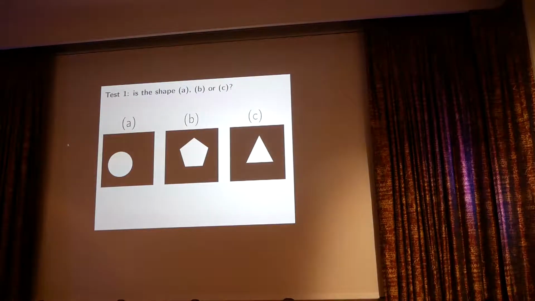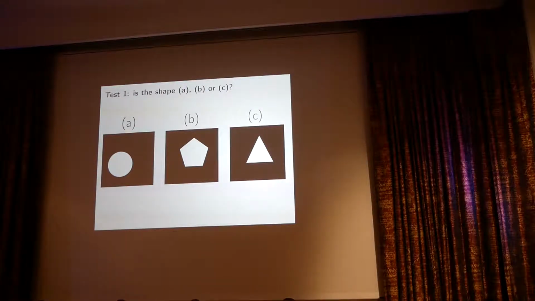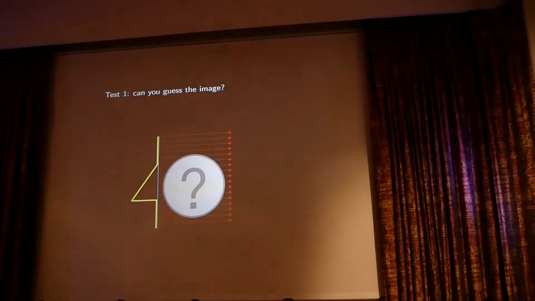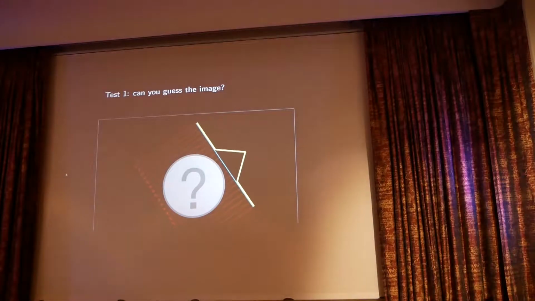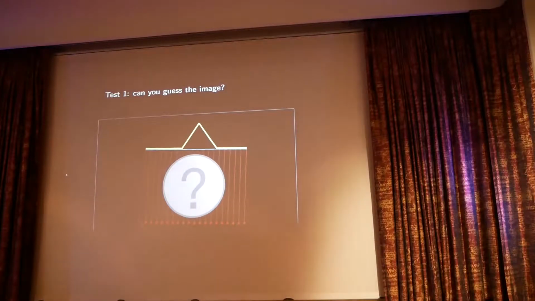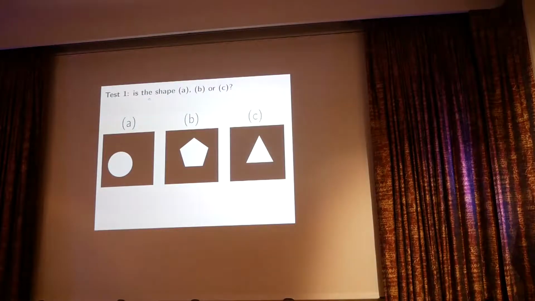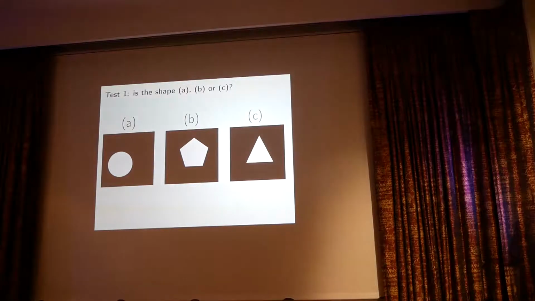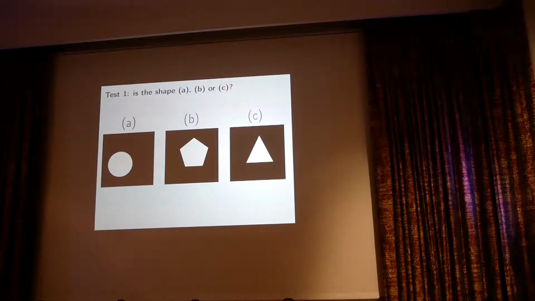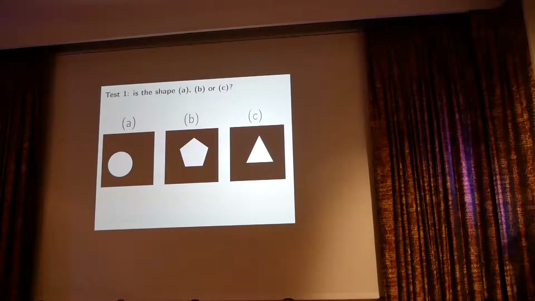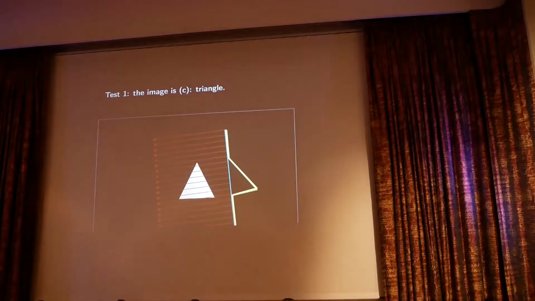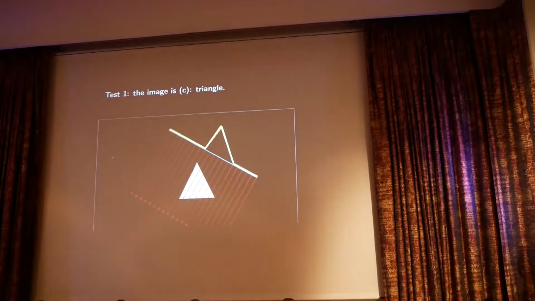Okay, here are the options: disk, pentagon, triangle. Let me quickly show you again. Okay, so which one? Who thinks it's A, the disk? B, the pentagon? C, triangle? Excellent, excellent. It was the triangle.